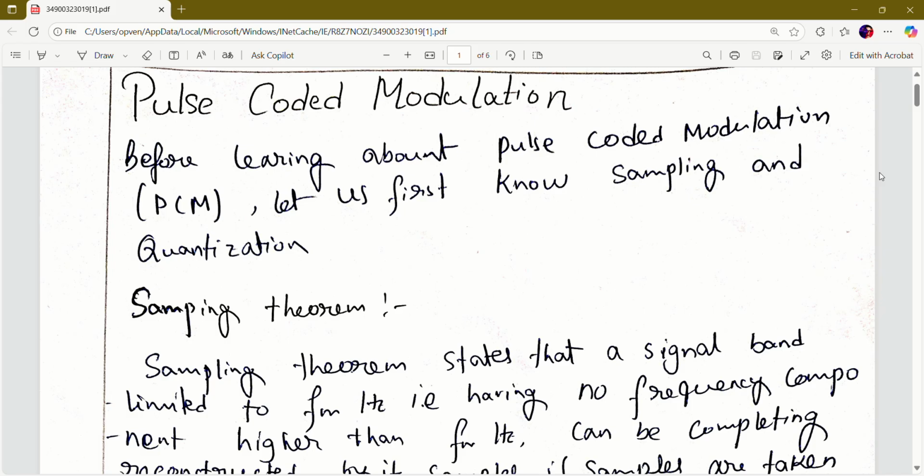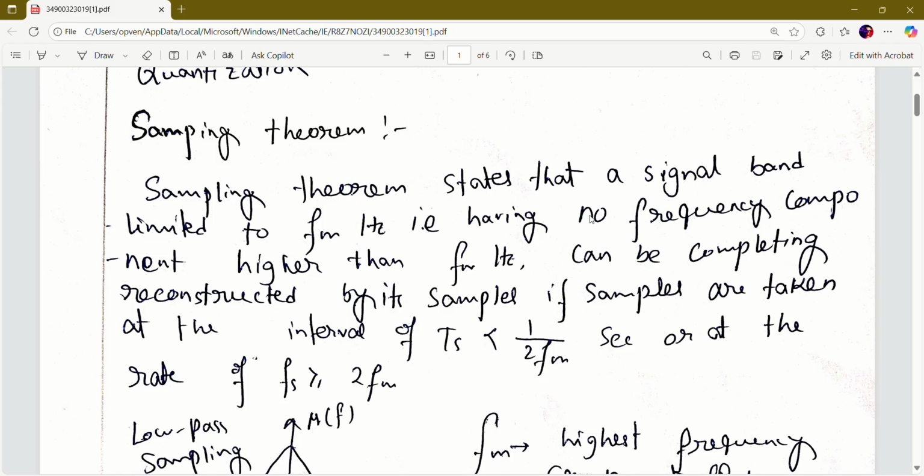Today I will be explaining pulse code modulation, or PCM. Before we dive into the details of PCM, let us first know about sampling and quantization. Here, the sampling theorem.